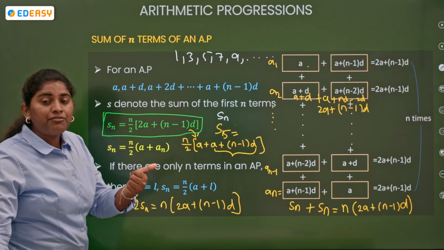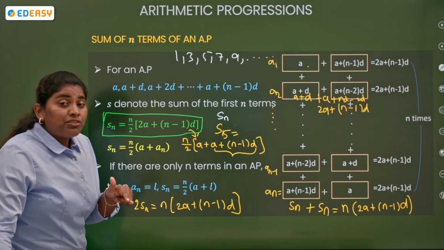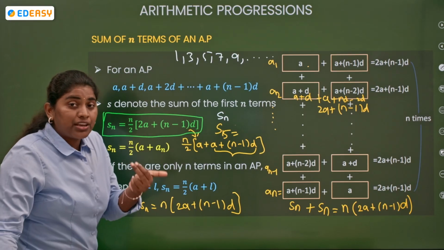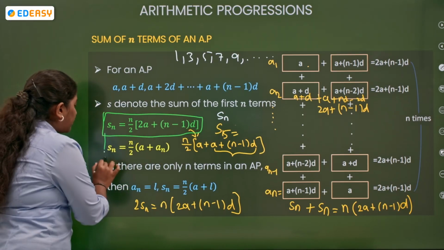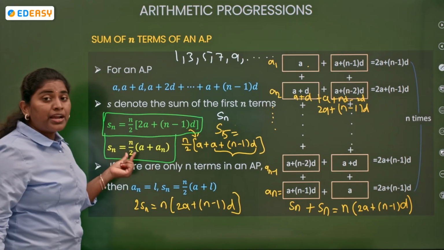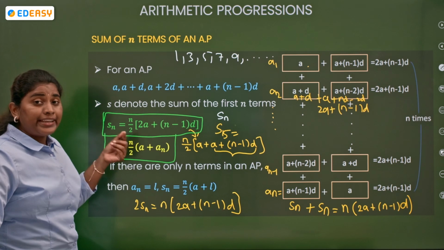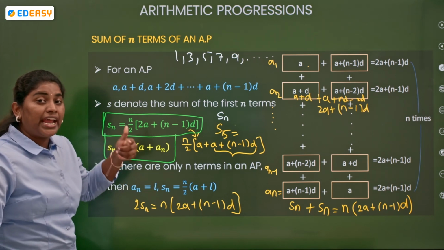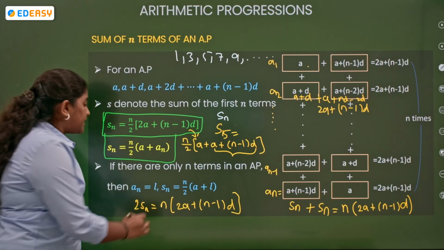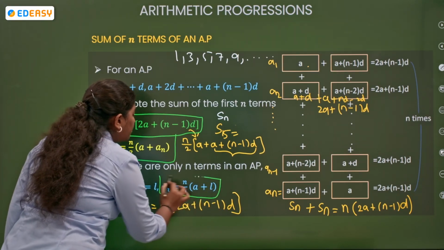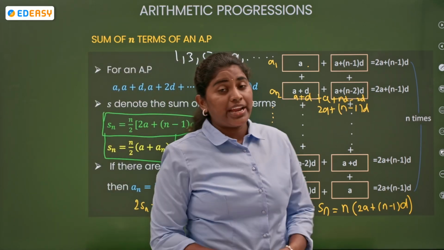If you know the n value, a value and d value, and if they gave the nth term to you and are asking to find Sn, then you can go for Sn equals n by 2 into a plus an. And if that AP has n terms, then an will become your L, so Sn will become n by 2 into a plus L. Clear about this sum of n terms?